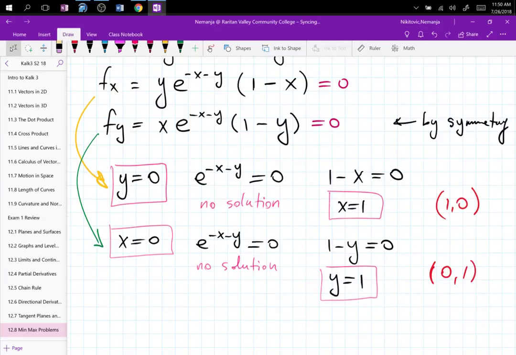Now, remember how equations are linked, where you have your fx equals fy equals 0?